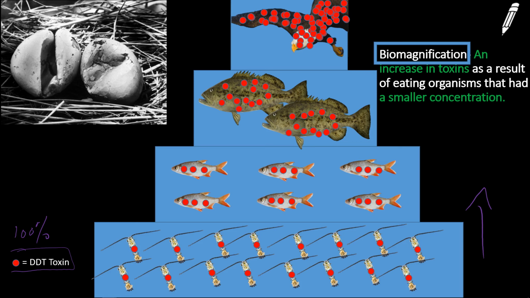Well, luckily, legislation, laws were passed, and we no longer use DDT. Okay, but this is why these concepts are important, because things like this could affect ecosystems and populations.